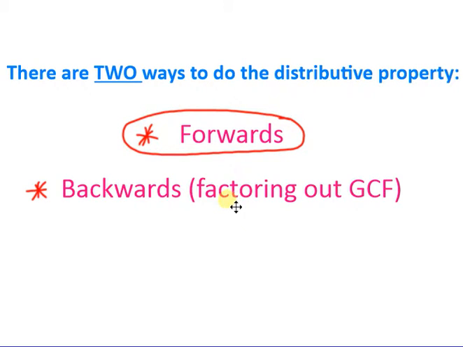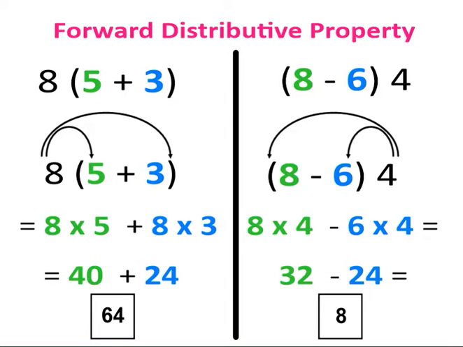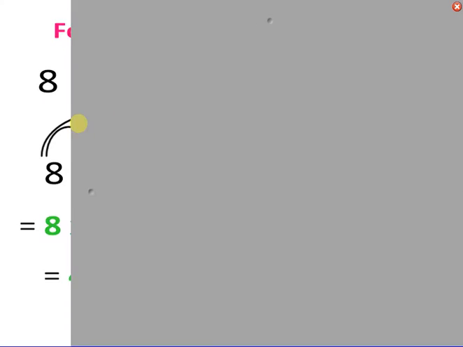Backwards distributive property, also called factoring out the GCF, will be in a totally different lesson, in the next lesson after this one. So we're only going to focus on forwards in this lesson. Okay, so how do you do forwards distributive property?